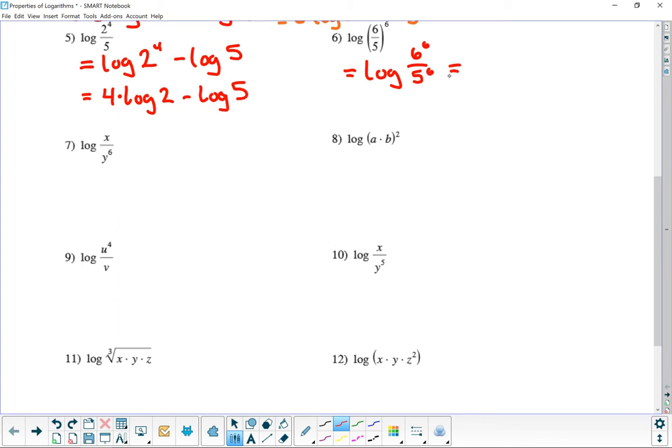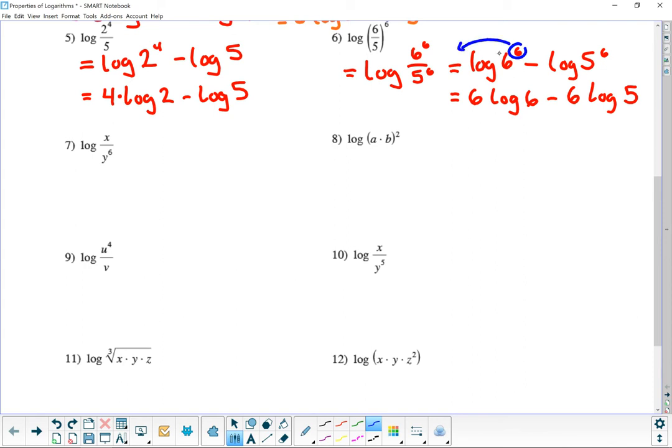And then this is a quotient rule of log 6 to the 6th power minus log 5 to the 6th power. And then we're going to use the power rule, and this is going to end up being 6 log of 6 minus 6 log of 5. And remember, that was using the power rule, which means that each of these exponents can be brought to the front of the log and be multiplied, which is what's happening here.